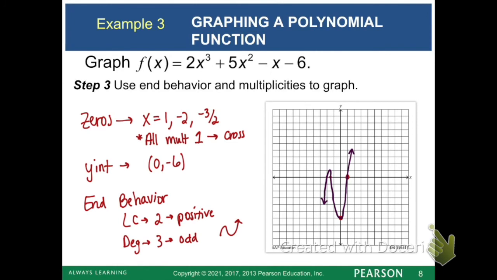And here's what our graph is going to look like. I have dots on my x-intercepts and a dot on my y-intercept. And then according to my end behavior, I drew the graph through those points. Now this isn't perfect, it's just a sketch. I didn't really specify how high this part goes right here or how low this part goes, but we're just sketching these graphs.